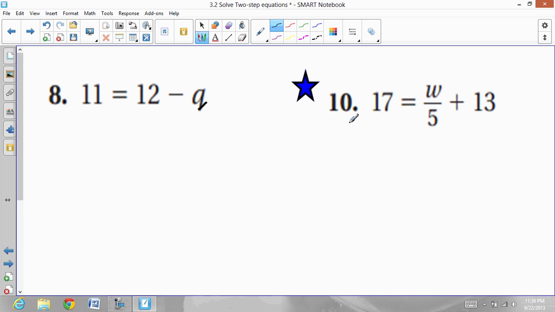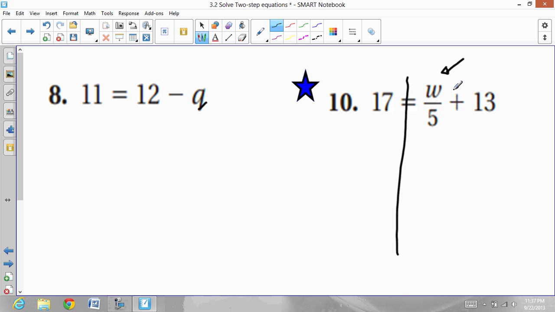Let's focus on question number 10. Once again, if you look at this question, 17 equals w divided by 5 plus 13. You need to understand that you need to safely get w alone. In this case, the w is stuck on this side, which is the enemy side. You need to get rid of all the numbers that are guarding it. So you've got w and it is so closely watched by 5.